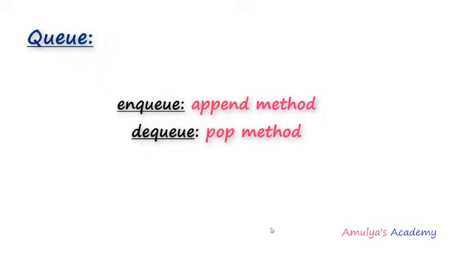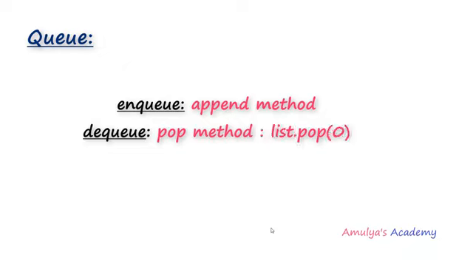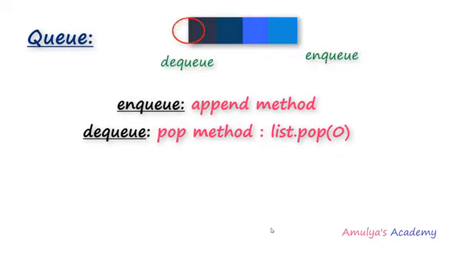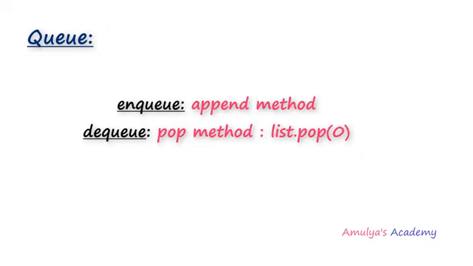In a queue, the operations, that is insertion and removing the element, are done at different ends. So for that, in pop we need to mention the index of the element, that is the 0th index. We don't want to remove the element from the end, we want to remove the element from the front. So that's why we need to use pop of 0. I'll show you an example, then you will understand this.